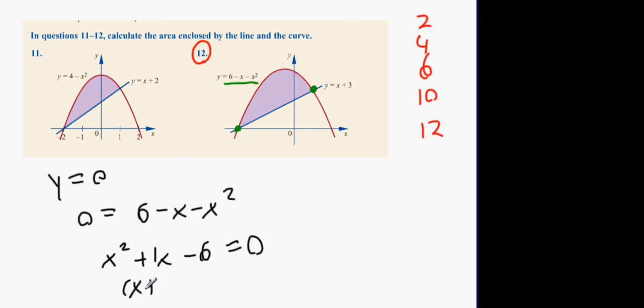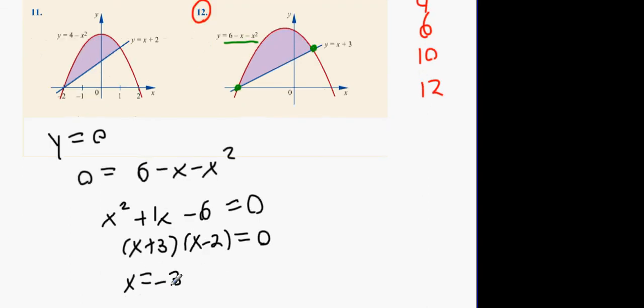And then you're going to get (x + 3)(x - 2) = 0. Then you're going to get x = -3, x = 2, Rory. So -3 and 2. Happy enough with that?